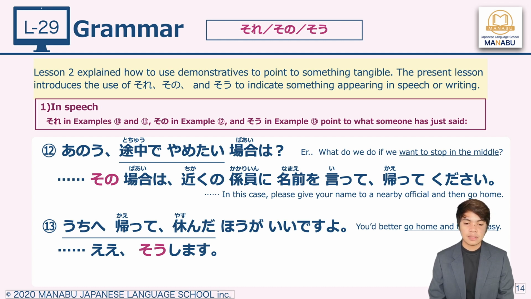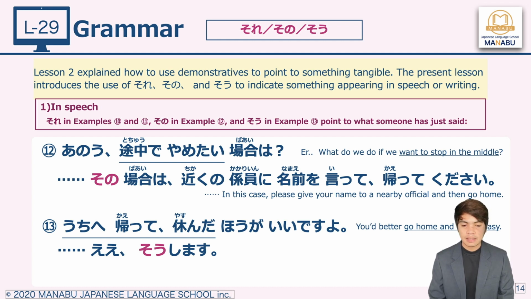So chikaku no kakari ni, the nearest official. Particle ni because you will say something to that person, to the nearest official. Namae o ite, state your name. Kaite kudasai, go home. Example number 13.